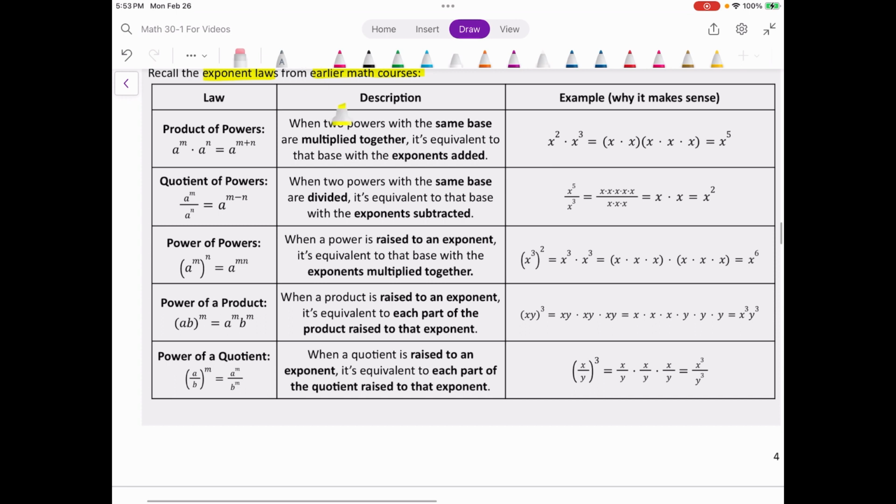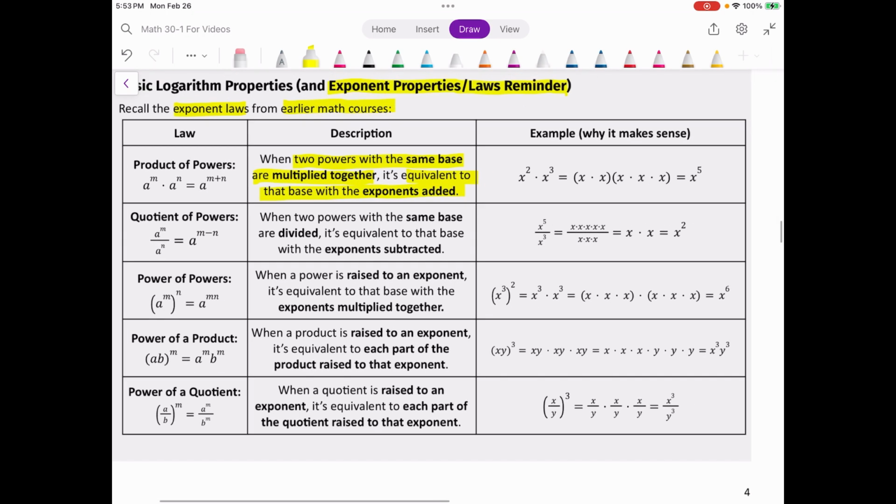The first one up is the product of powers. That just says if you have a to the power of m times a to the power of n, where a just represents any number, then you can add those exponents, okay? It says when two powers with the same base are multiplied together, it's equivalent to that base with the exponents added. And some examples here show that it makes sense. It's not like a magical rule to follow. I don't recommend memorizing these. You probably have them committed to memory, but understanding them means we don't need to memorize. We can produce it and see why it makes sense, right?